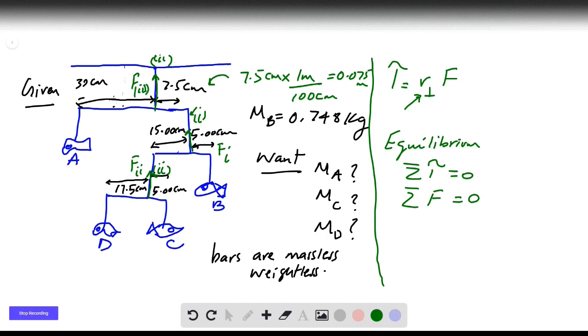It's a system in equilibrium. The fish are hanging from different positions. This is A, this is B, this is C, and this is D. Those are the positions of the fish. The system is in equilibrium, so it's not moving. And we're supposed to find the 3 masses. So we need to find MA, MC, and MD because we're given B. That's the information we're given.